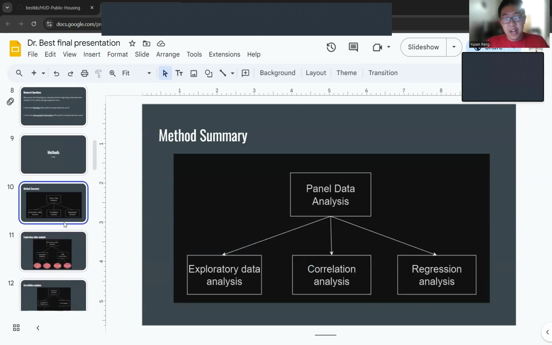So we have panel data analysis. First, I started with exploratory data analysis.